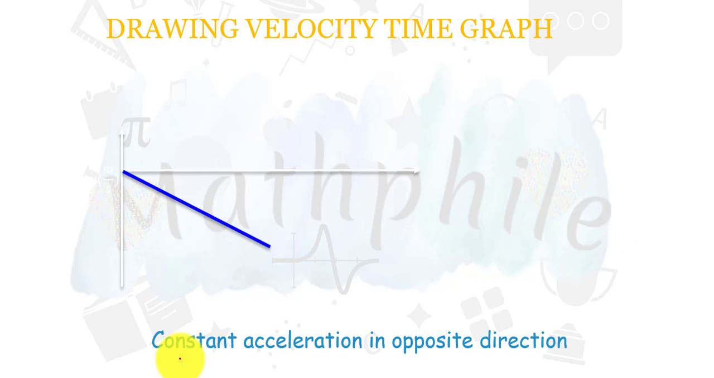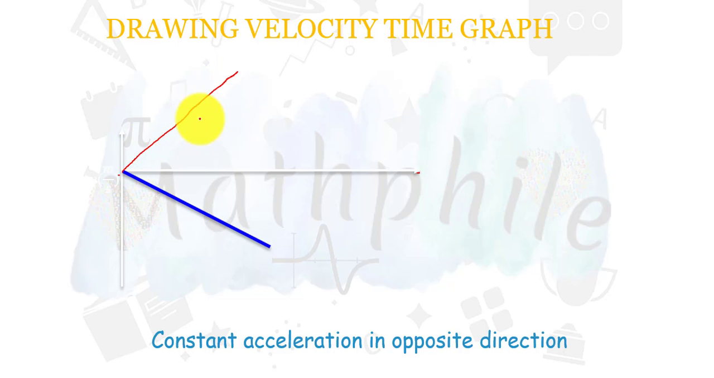So the next slide is going to talk about what I just said. Constant acceleration in opposite direction. When I'm talking about opposite direction, I'm talking about below the x-axis. I don't know if you can see the white line. Yeah, I can see. So below the x-axis, that is how we represent constant acceleration. So constant acceleration can be represented in two ways.